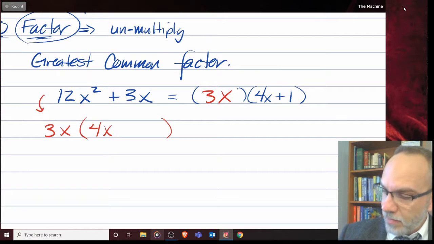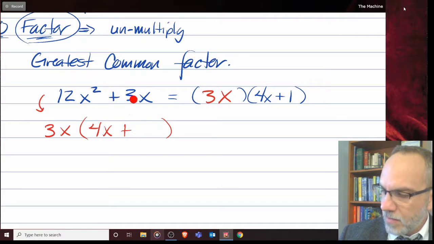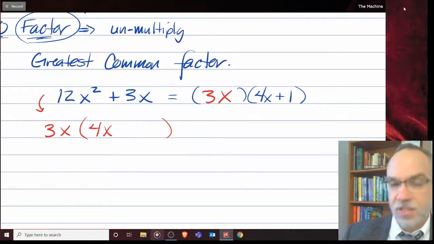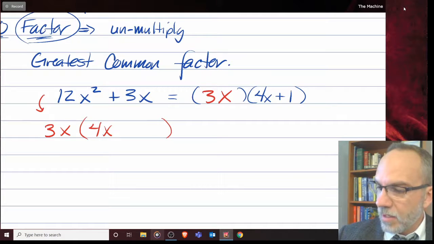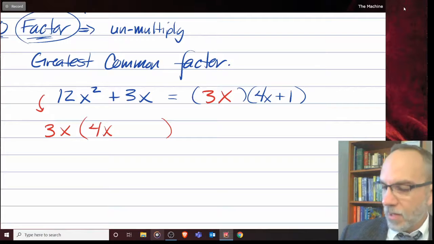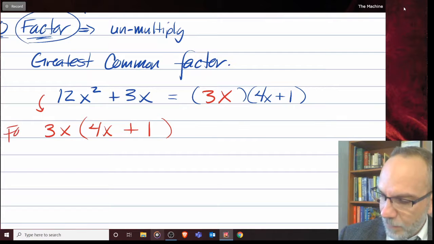But then also don't forget, there's two terms here, so I've got to have another term here. 3x times what gives me a 3x? I have to have the 1 there as just a placeholder. If I didn't have the 1 there as the placeholder, if I just said, hey, it's 4x, because I took everything away out of that second term, if I were to multiply 3x times 4x, I would only get the first term. I would just get 12x squared and nothing else. But I've got to get also a plus 3x, so I have to have a plus 1 there to hold the place, okay? This is now factored.